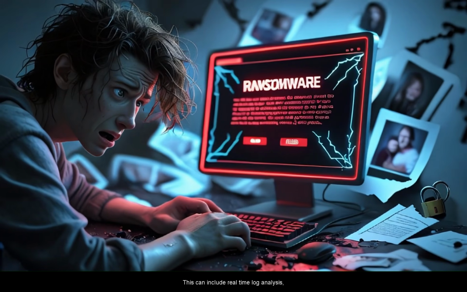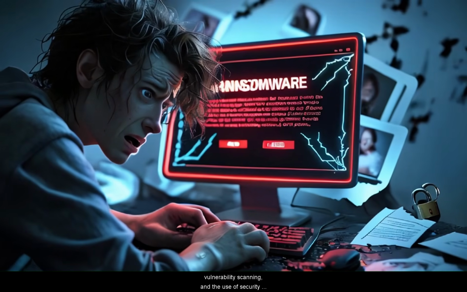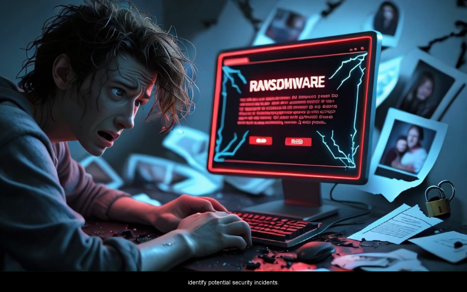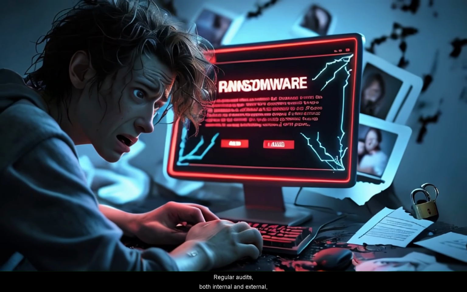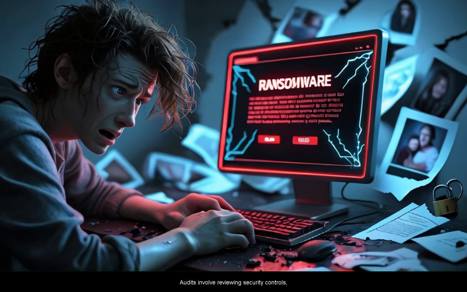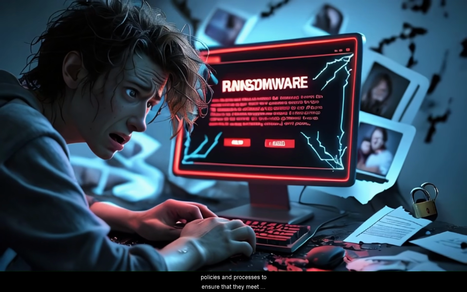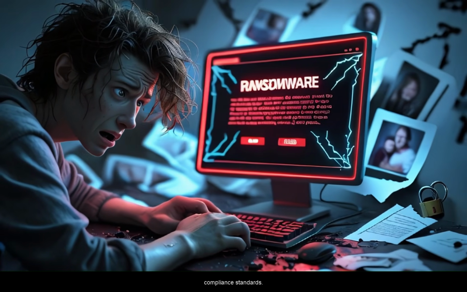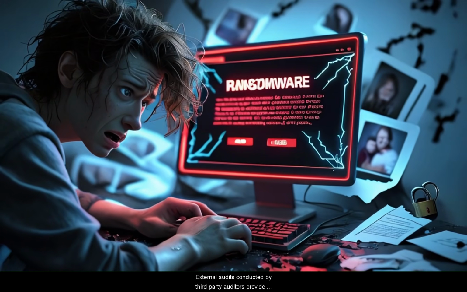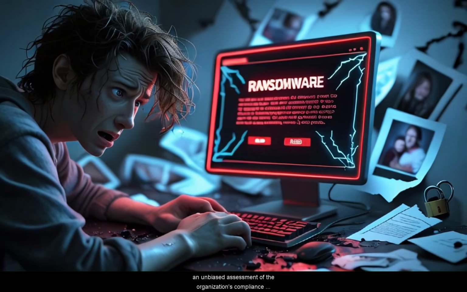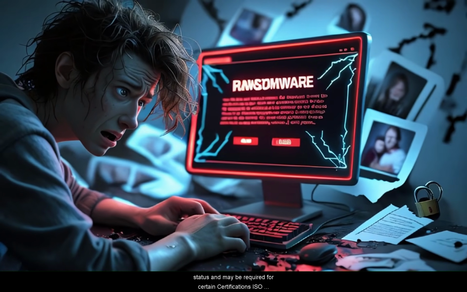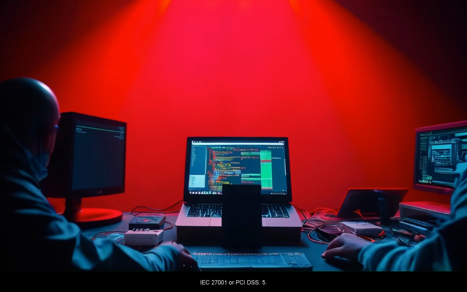This can include real-time log analysis, vulnerability scanning, and the use of security information and event management, SIEM, systems to identify potential security incidents. Regular audits, both internal and external, are essential for maintaining compliance. Audits involve reviewing security controls, policies, and processes to ensure that they meet compliance standards. External audits, conducted by third-party auditors, provide an unbiased assessment of the organization's compliance status and may be required for certain certifications, e.g., ISO/IEC 27001 or PCI DSS.